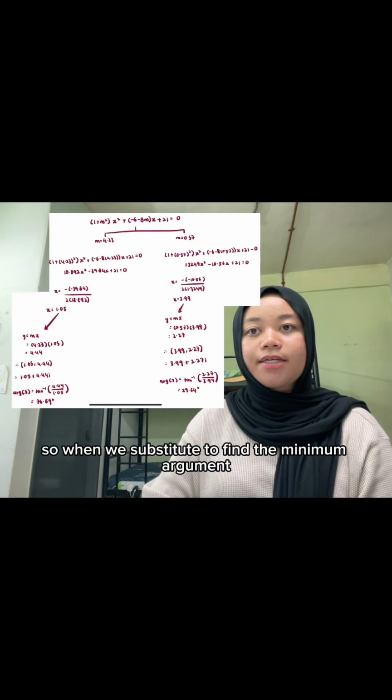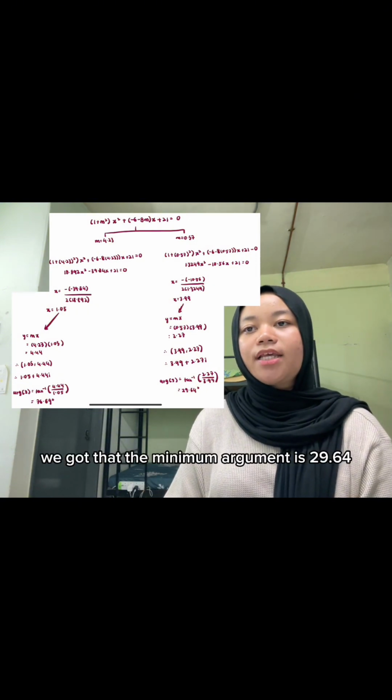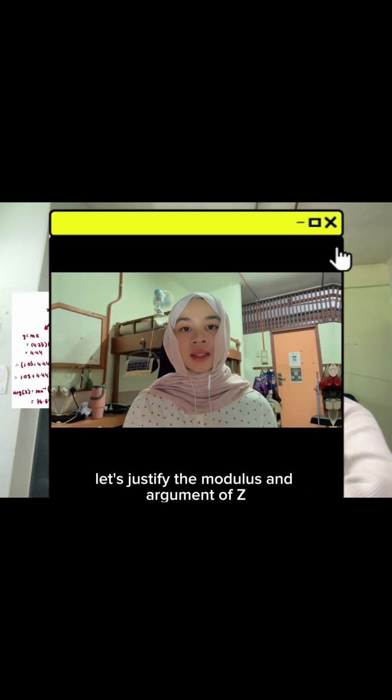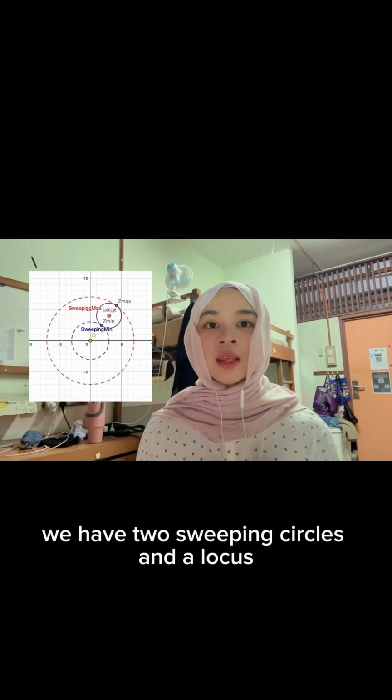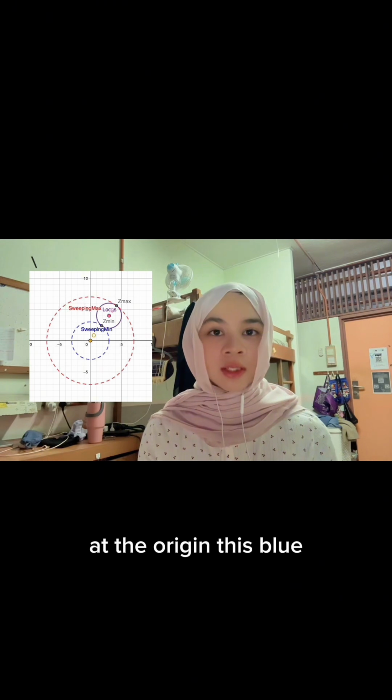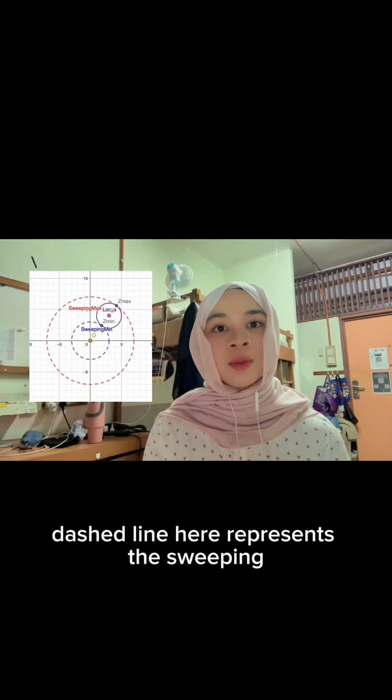So when we substitute to find the minimum argument, we got that the minimum argument is 29.64. Let's justify the modulus and argument extremas for a circle using the sweeping circle and tangent ray methods. As you can see from this picture right here, we have two sweeping circles and a locus. These two sweeping circles here are centered at the origin. This blue dashed line here represents the sweeping minimum circle.